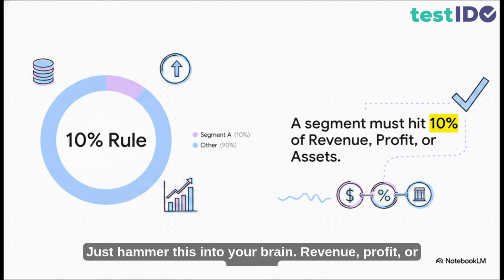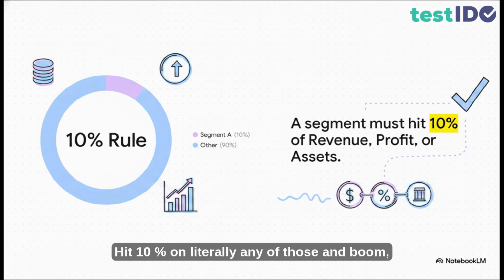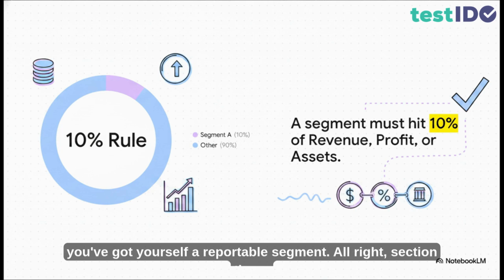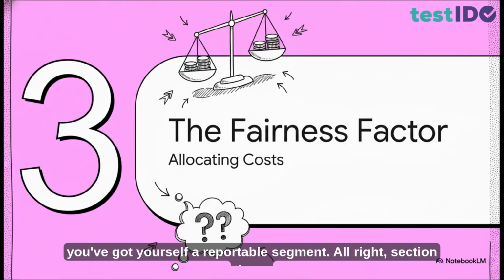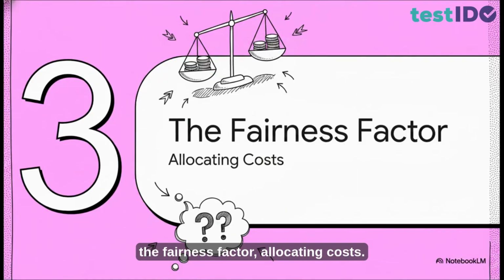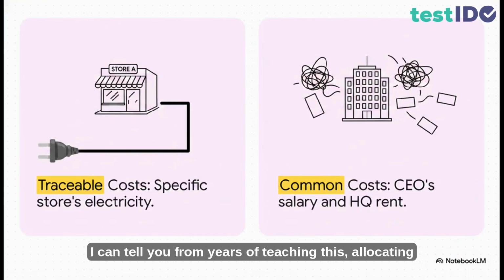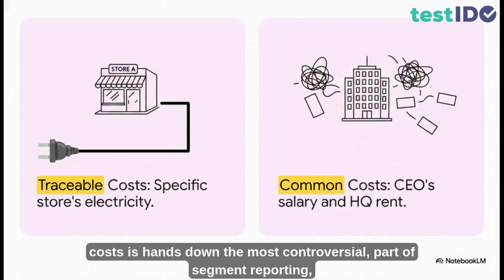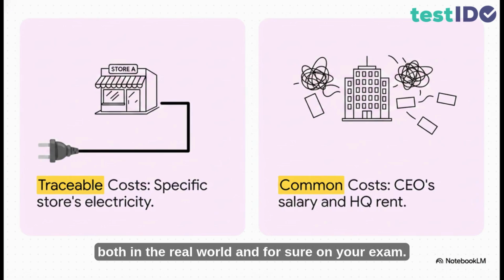Just hammer this into your brain. Revenue, profit, or assets. Hit 10% on literally any of those, and boom, you've got yourself a reportable segment. All right, Section 3. The fairness factor. Allocating costs. I can tell you from years of teaching this, allocating costs is hands down the most controversial part of segment reporting, both in the real world and, for sure, on your exam.